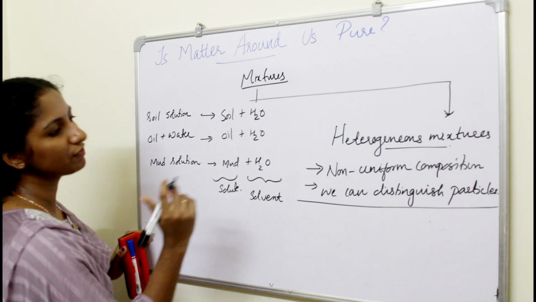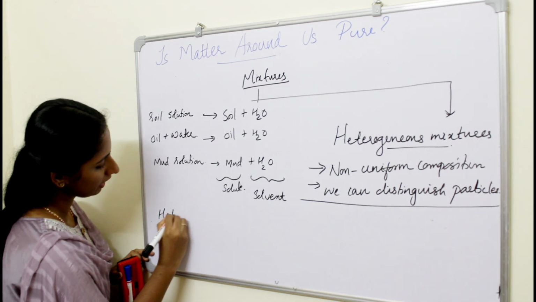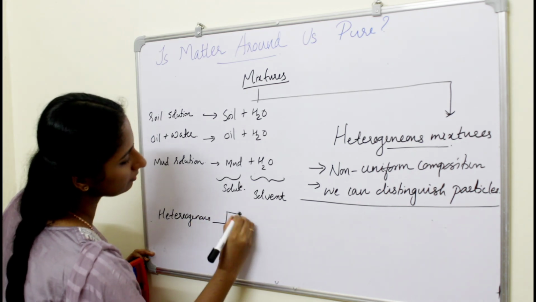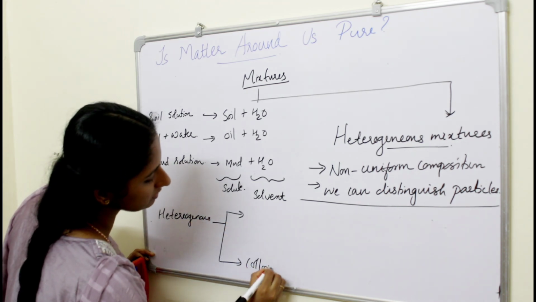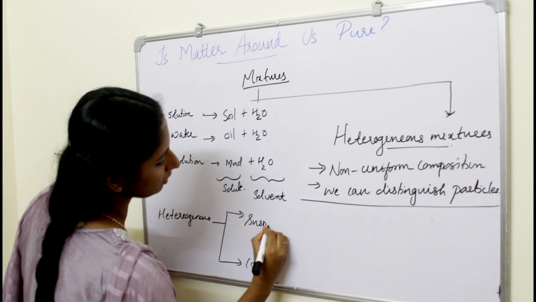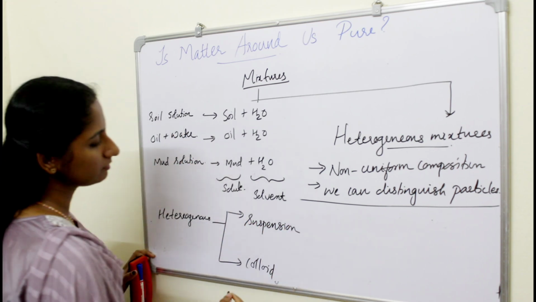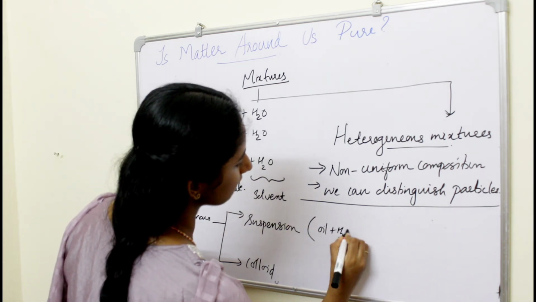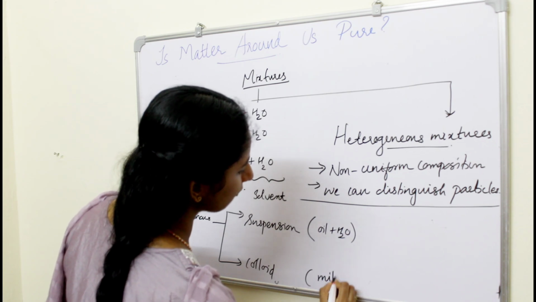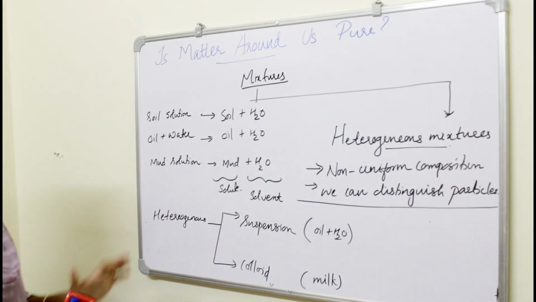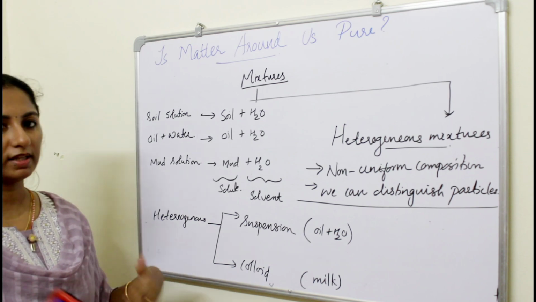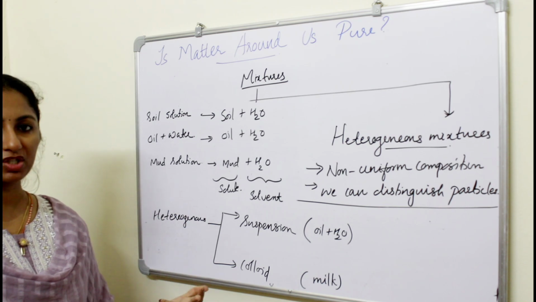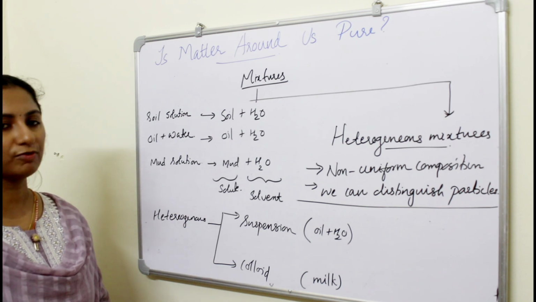When we take heterogeneous mixtures, we can classify them into two: colloid and suspension. The oil and water mixture is an example of suspension, and milk is an example of colloid. So these are all about heterogeneous mixtures. In the next section we will deal with the comparison of solution, suspension and colloid. So that's all about the first part. Thank you.